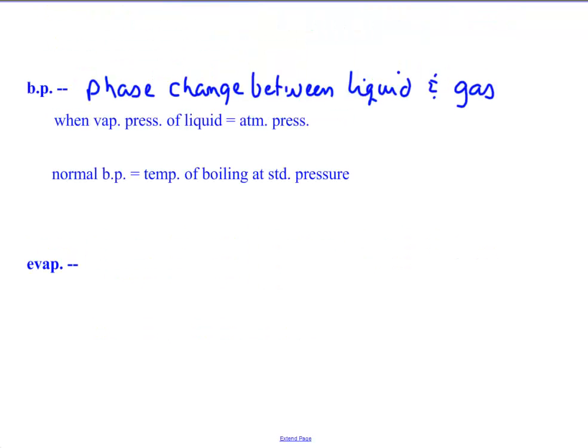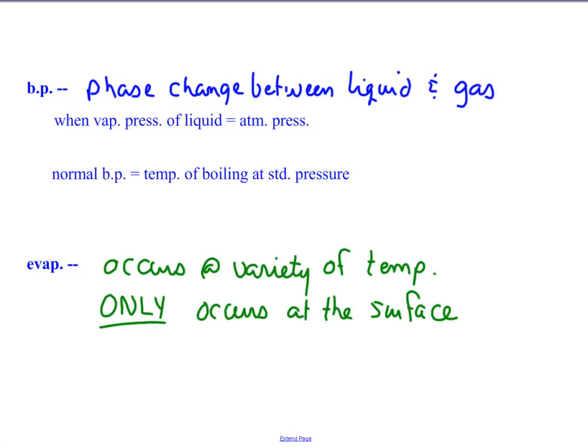Okay, another phase change going from liquid to gas is evaporation. And evaporation can occur at a variety of temperatures, but it only occurs at the surface. Differentiating between evaporation and boiling, two ways. Evaporation occurs at a variety of temperatures, boiling occurs at a single temperature. Evaporation only occurs at the surface, and boiling occurs throughout the liquid.